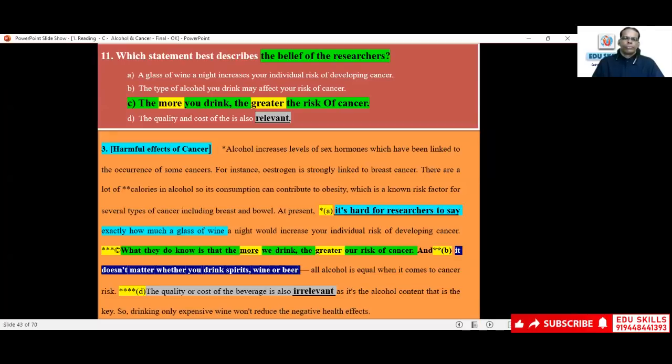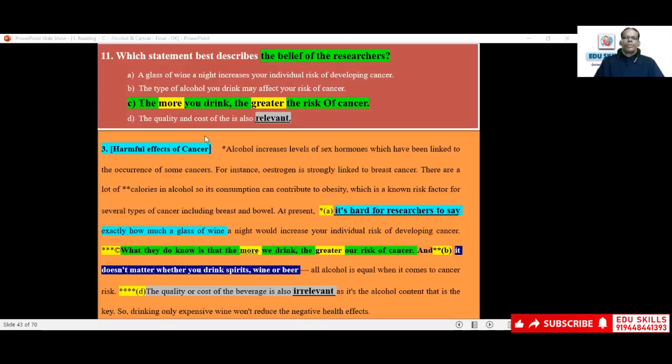What they do know is that the more we drink, the greater our risk of cancer. And it doesn't matter whether you drink spirits, wine or beer. All alcohol is equal when it comes to cancer risk. The quality or cost of the beverage is also irrelevant, as it's the alcohol content that is the key. So, drinking only expensive wine won't reduce the negative health effects.